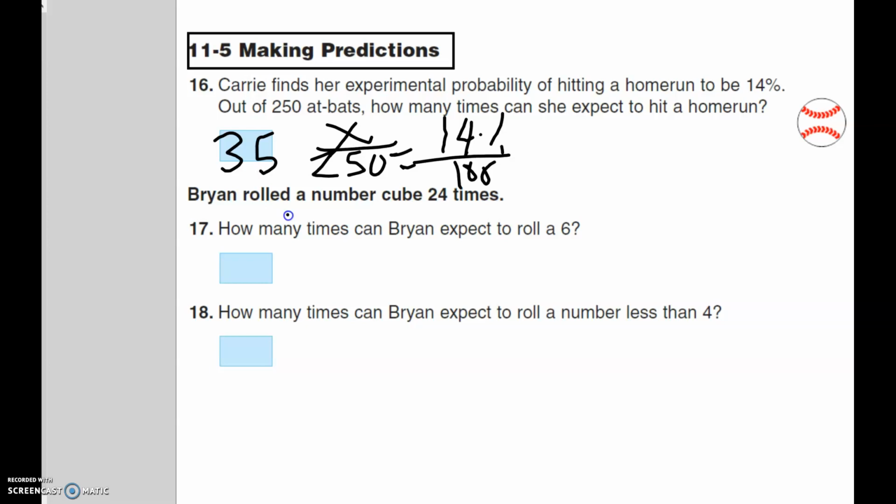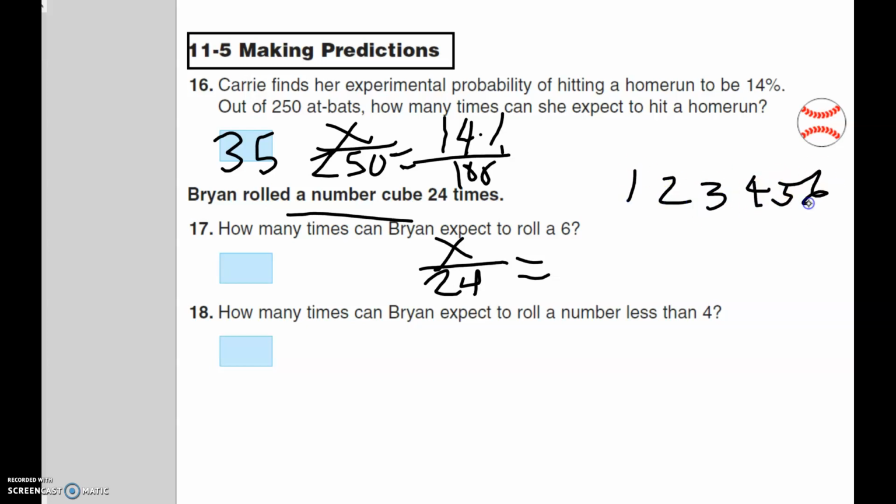Okay, this time he's rolling a dice, that's 1 dice, 24 times. How many times can he expect to roll a 6? Well, on a dice, here's the sides. Only one of the sides says 6, so the probability would be 1/6. Okay, so on the right side we put 1/6, and then we'll cross multiply 24 times 1 divided by 6, and that's 4 times.